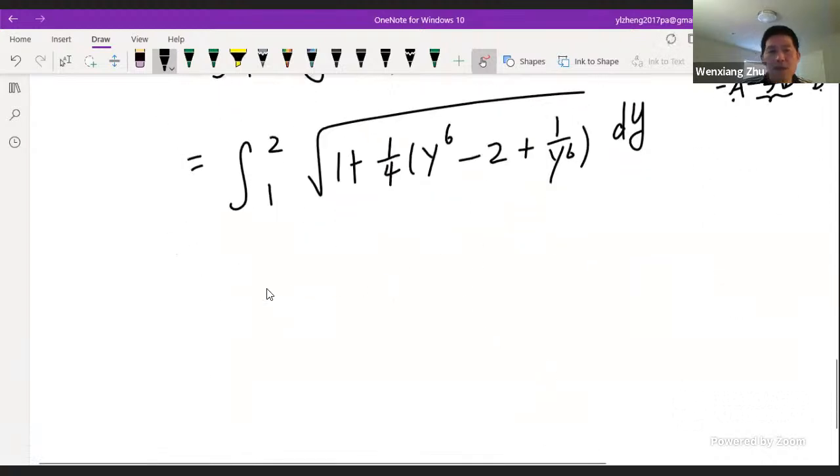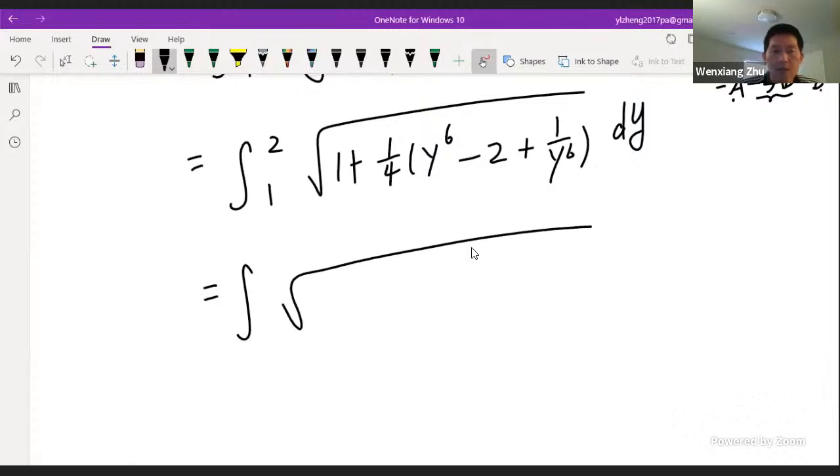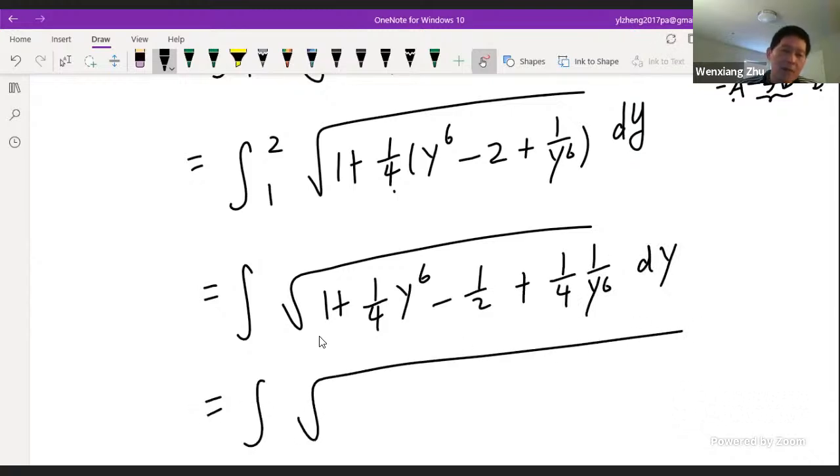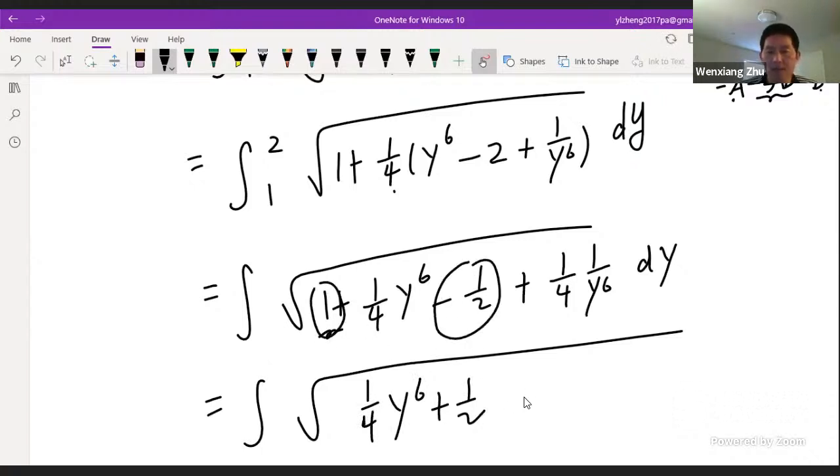What should we do with this? Well, let's just add a 1 to that. So you just distribute this one. You have a quarter y to the 6, and a quarter times 2 is minus a half, and plus a quarter 1 over y to the 6 power. Seems like we're going nowhere, okay? But at least we have 1 minus a half. You can just add a half, because 1 minus a half, you get a positive a half.